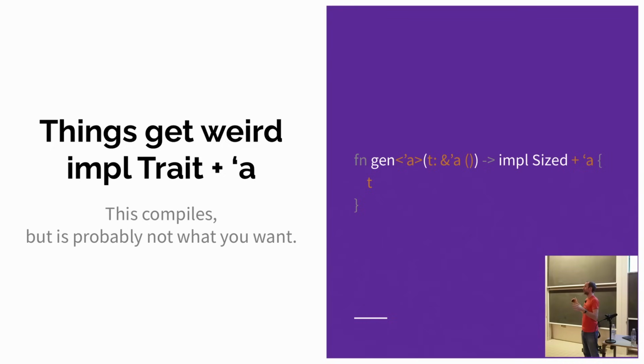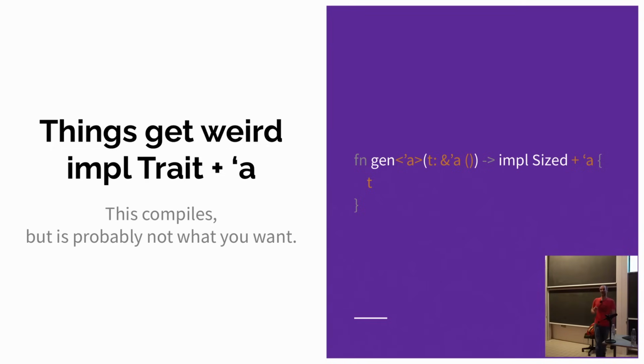lives longer than tick A. It outlives tick A. The return type outlives tick A. But that's not true. It must live shorter than tick A, right? Because if it captures tick A, that means that if tick A no longer exists, it doesn't get to exist. So how does this compile if you're returning something that lives longer?